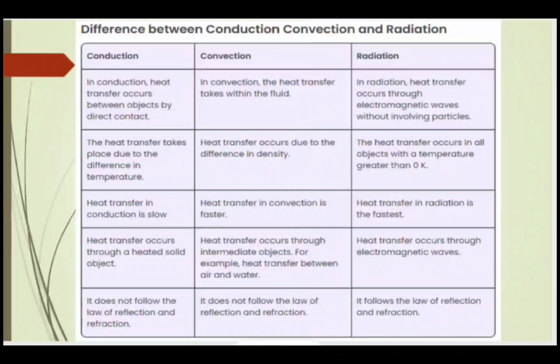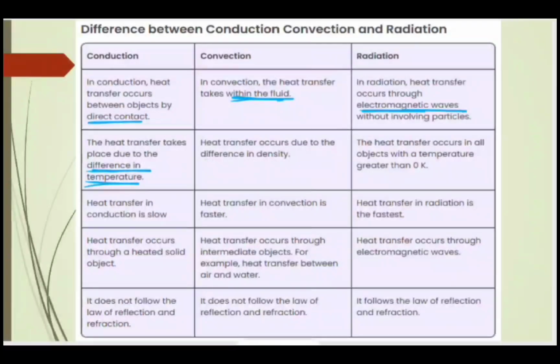So that's the differentiation table between conduction, convection, and radiation. Let's quickly run through it. In conduction, heat transfer occurs between objects by direct contact. In convection, the heat transfer takes place within fluids. It heats up the space around. In radiation, heat transfer occurs through electromagnetic waves without involving particles. In conduction, the heat transfer takes place due to difference in temperature. One solid object will be colder than the other, so when it touches, the temperature changes.